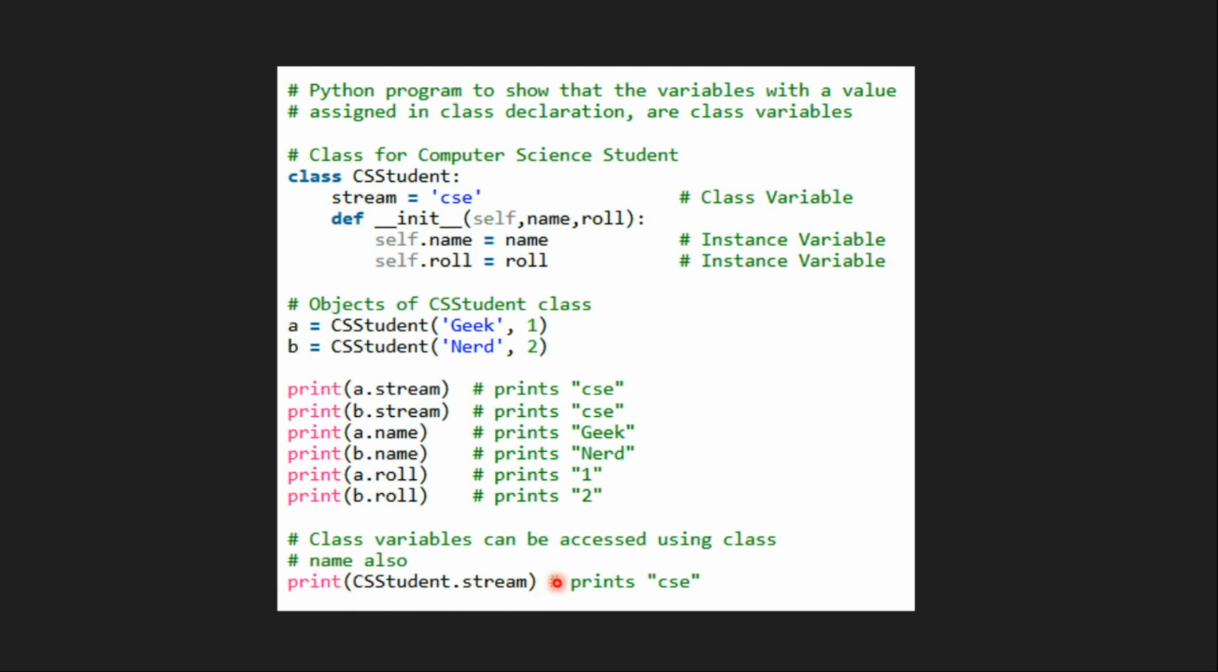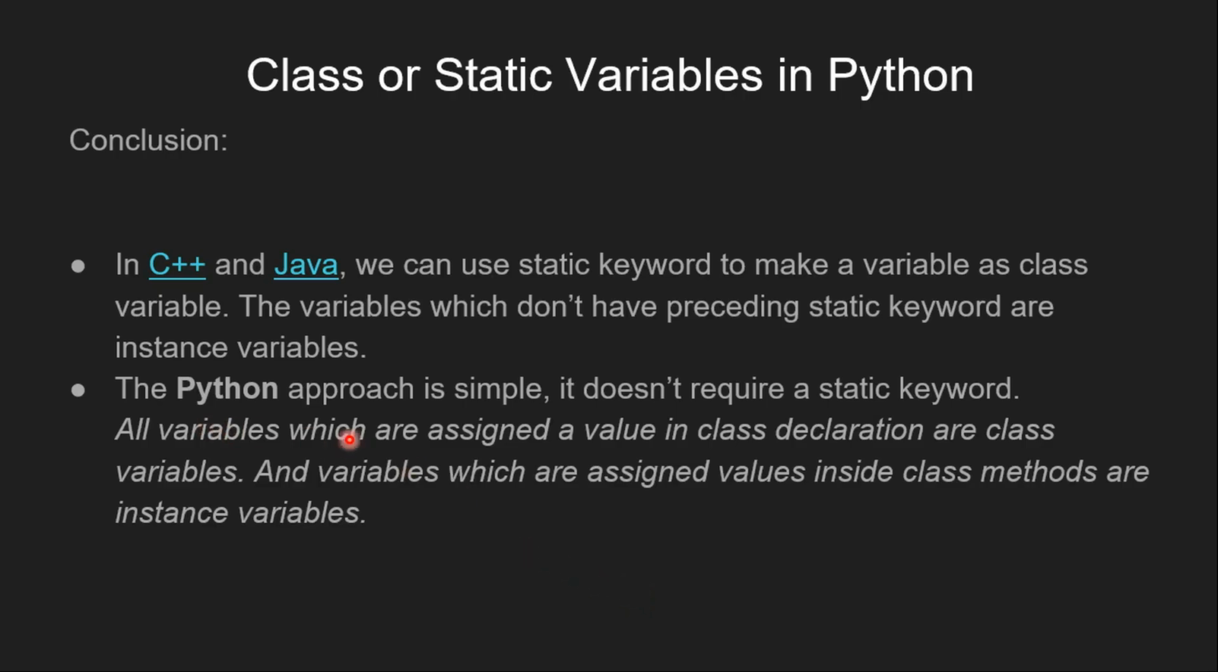We can also conclude that Python doesn't require any static keyword. All variables which are assigned a value in the class declaration are class variables, and variables which are assigned a value inside class methods are instance variables.